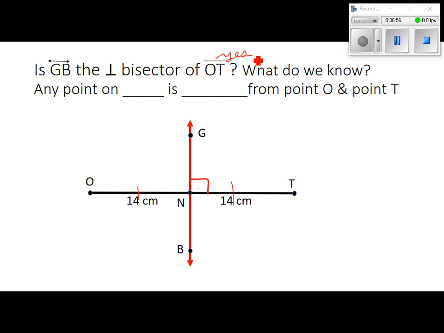Any point on what? The perpendicular bisector. So any point on line GB is what from O to T? Equidistant. So what that means, if I pick some point right there, we call it point E, what do we know about that distance and that distance? It's got to be the same.